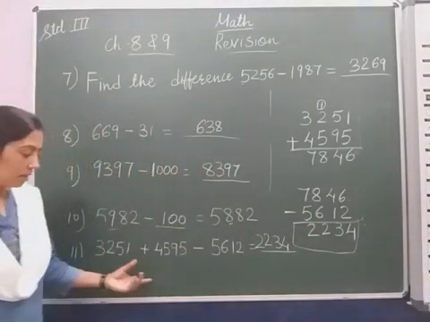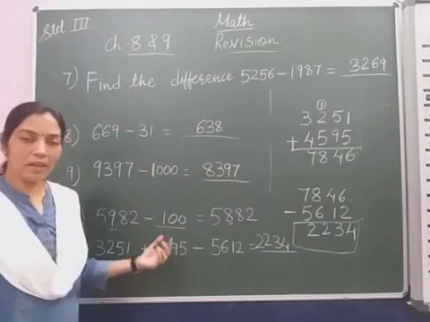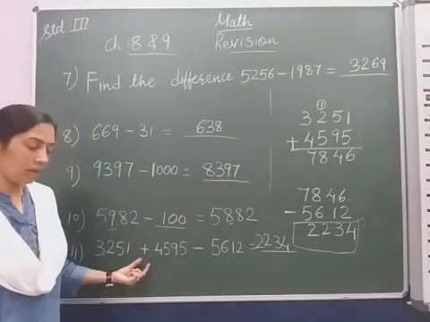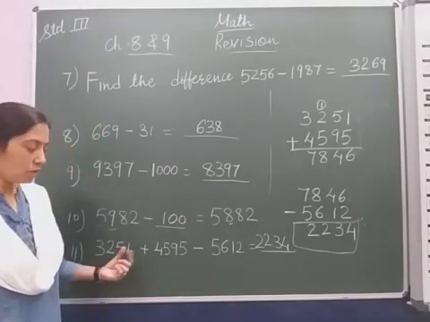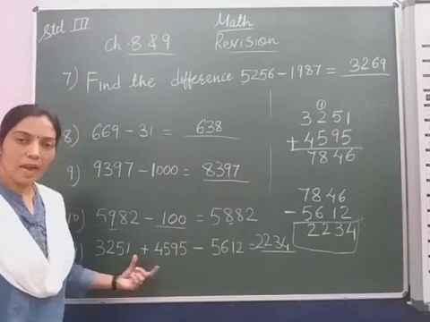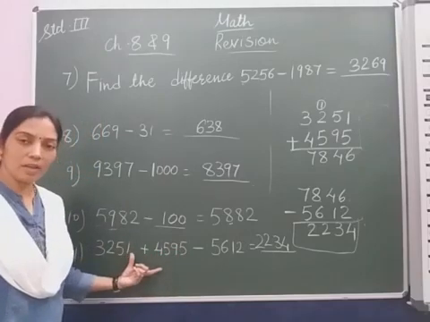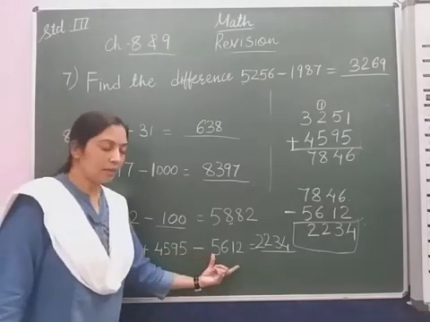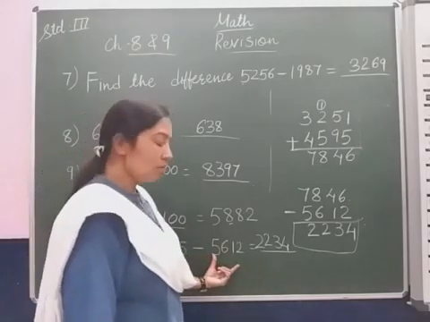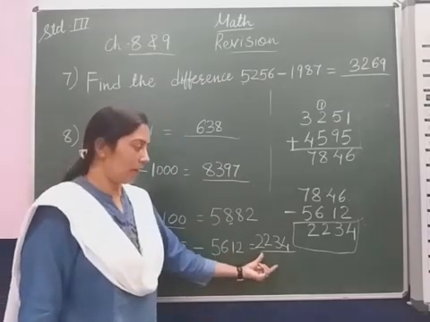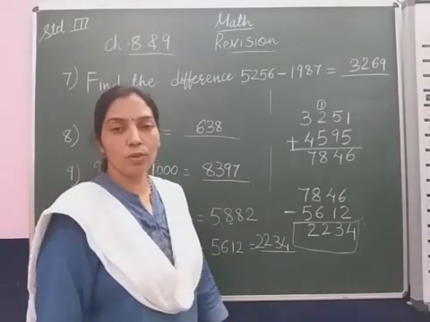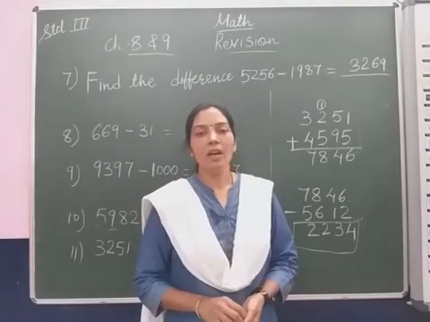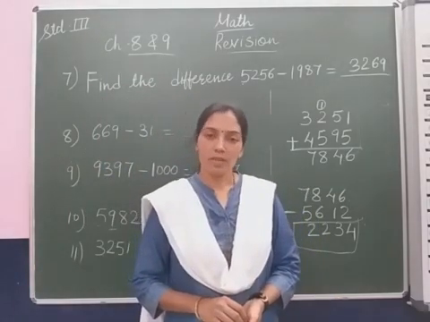Here we simplify this question when addition and subtraction are given together. Here the addition sign is given first, so we add these two numbers, and whatever sum we find, after that we do the subtraction and subtract 5612, and we get the difference as 2234. So students, here we completed our revision up to the subtraction chapter.